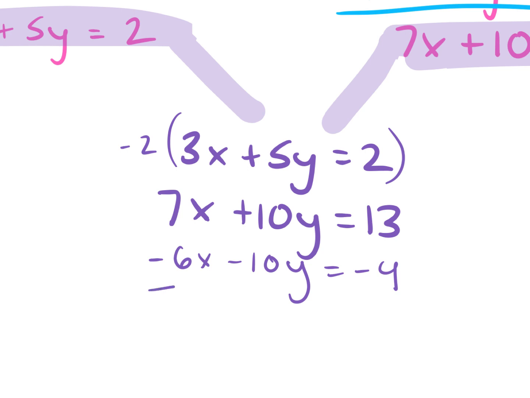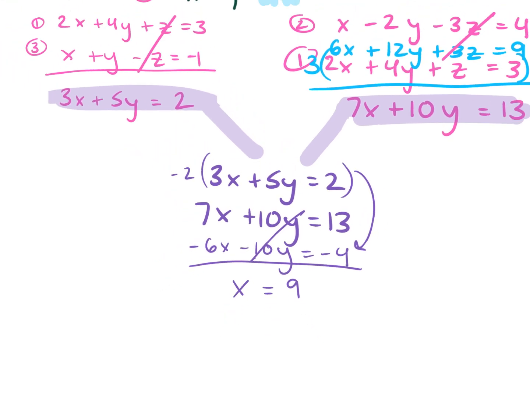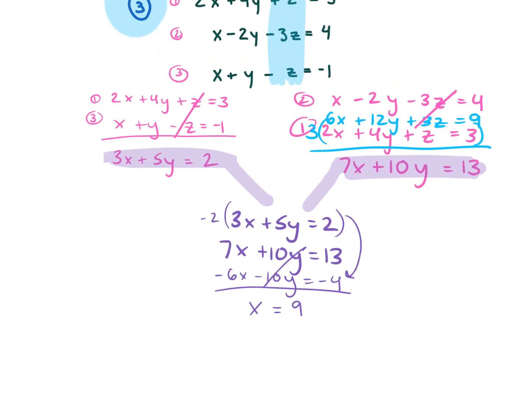Now we're combining these two. 7x minus 6x would be x. Do the y's cancel? Yes. 13 minus 4 is 9. So x equals 9. What would we do next? Plug it into what? The easiest one.